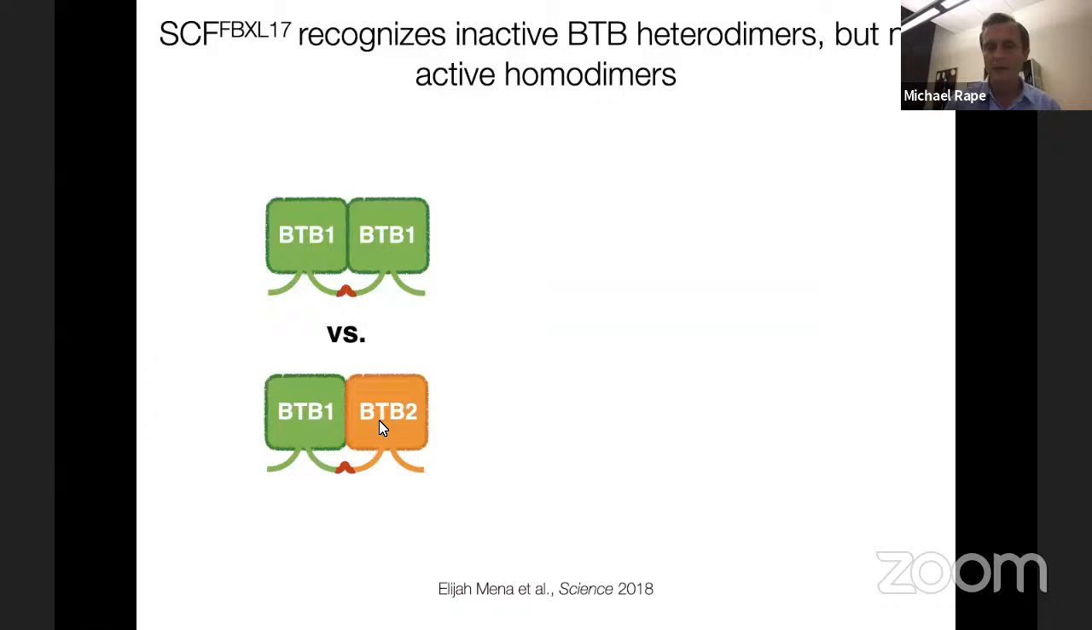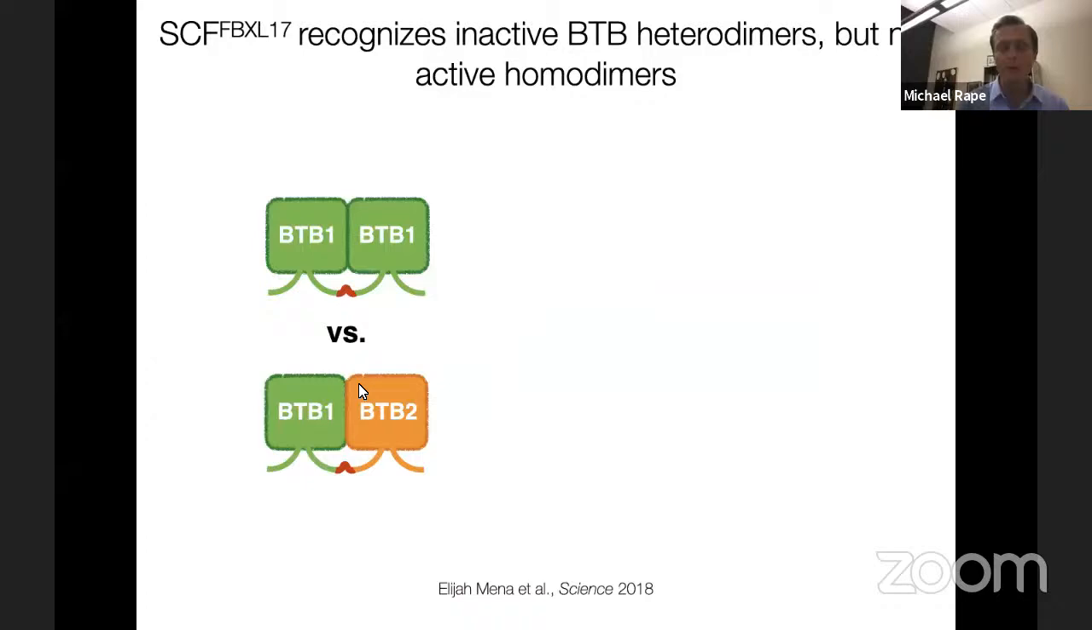Now, Elijah built a cassette module where he could synthesize complexes of defined composition. Actually, it's very easy. When you look at the structure, you can link covalently the two subunits together, and therefore just through induced proximity, basically make sure that you either form homodimers or heterodimers, depending on what you mix.